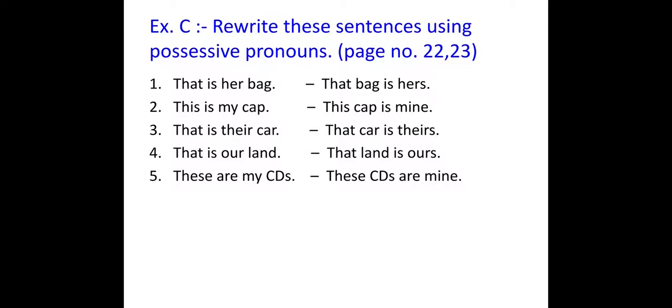So children, we have completed exercise A, B and C. Exercise A and B are given on page number 22 and exercise C is given on page number 22 and 23. So after completing this video, you have to pause and write the answers in your textbook with pencil and write in your CW with pen. These all 3 exercises, and learn also.